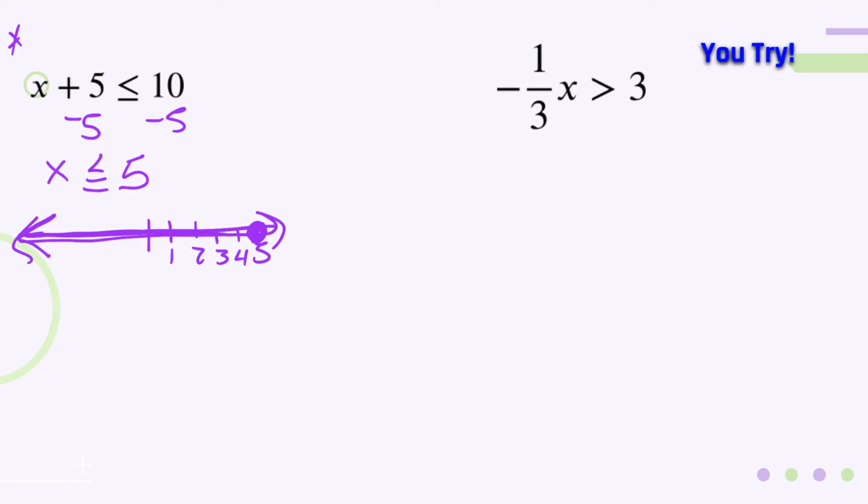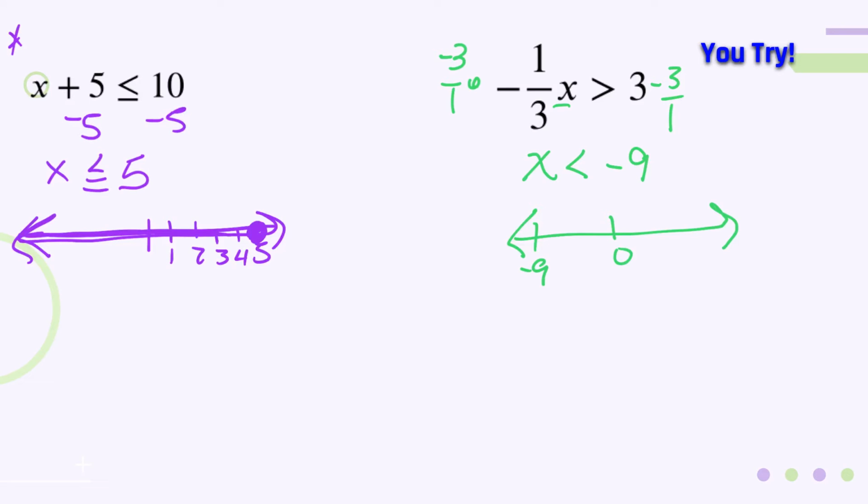For this next question, I have negative 1/3 x is greater than 3. Well, I've got to multiply by negative 3 over 1, and because I multiplied by a negative to get my x by itself, I'm left with x is less than negative 9. And we can plug this in, so on the number line I'm going to put a negative 9 here. I'm not using a closed circle, I am using an open circle. And my arrow goes that way.